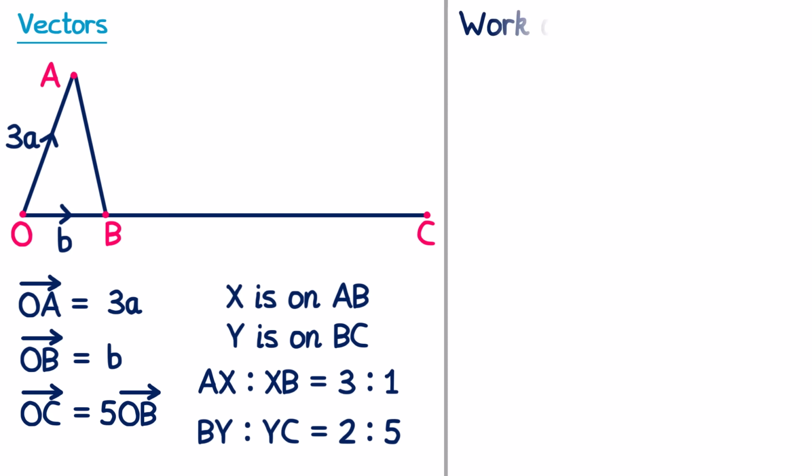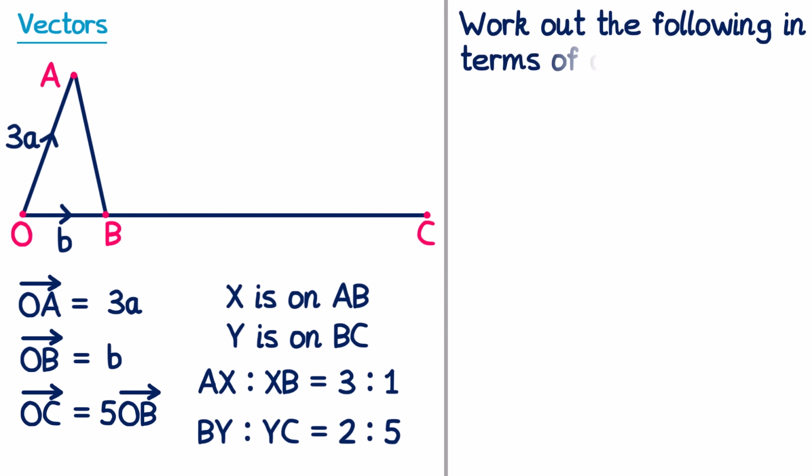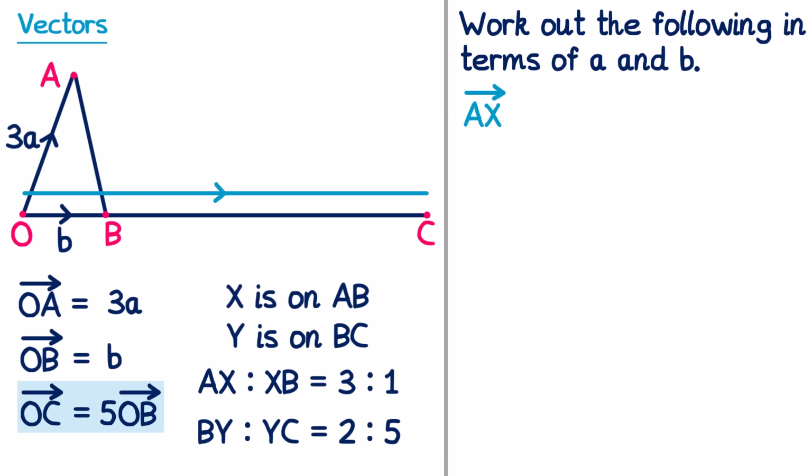Then we're going to work out some vectors again in terms of a and b. We're going to start with the vector AX. We were told that OC is 5 lots of OB. OC is the vector from O all the way to C, so this really long line here. That must be 5 times as long as the vector from O to B. You can see O to B in the diagram, that's just b. So the whole length from O to C must be 5 lots of b, or 5b.